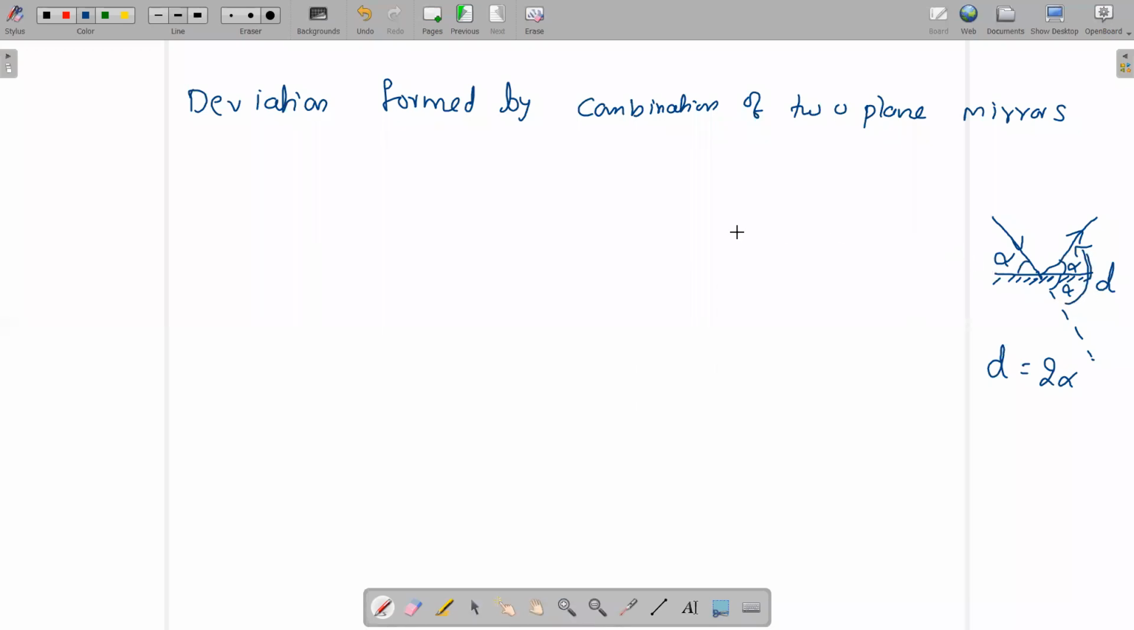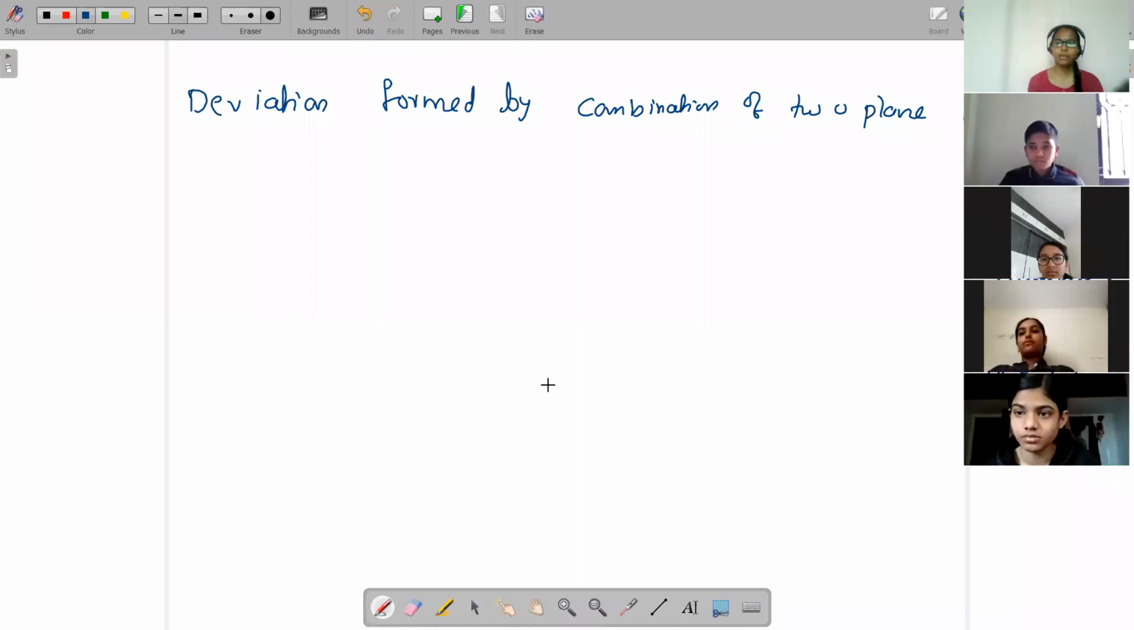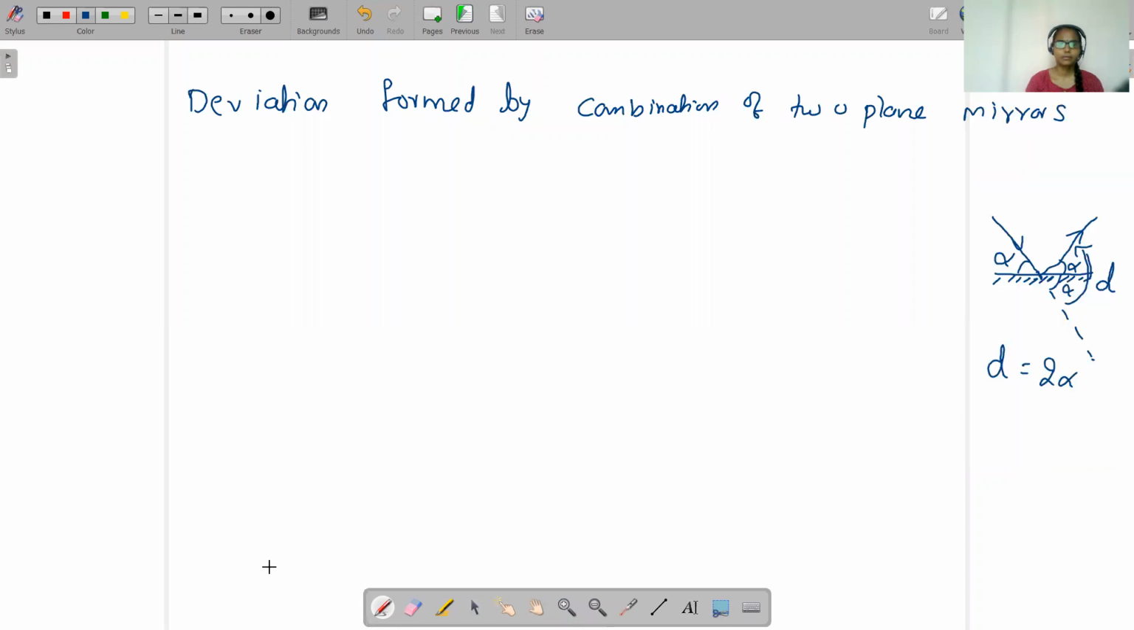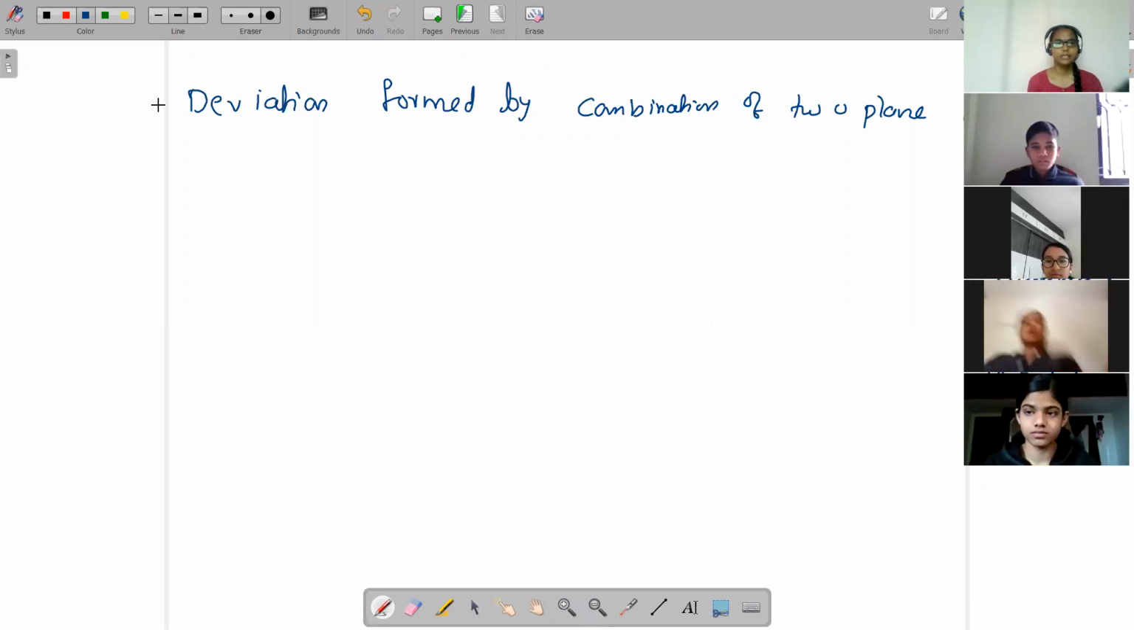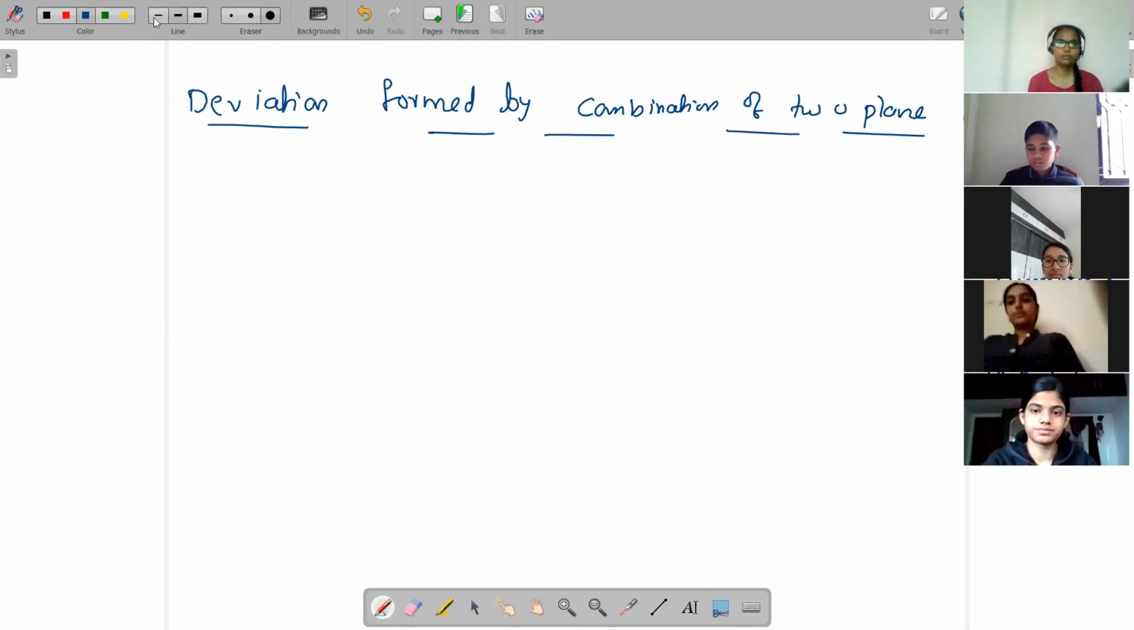Similarly, when you take the combination of two mirrors, how much will the ray deviate? That is what we are going to find. Clear, children? When you have two mirrors, what is the angle of deviation suffered? We need to calculate it. Yes, let us see the derivation, how to solve this. Before that, we just need to draw one figure.